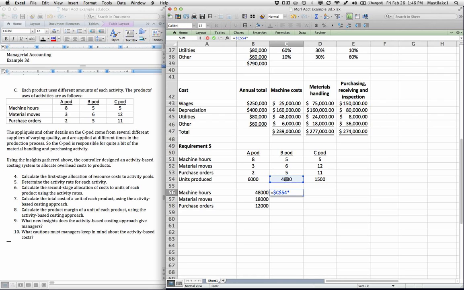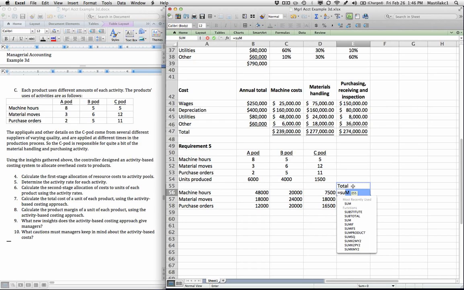Same thing for the B pod. It's going to use a total of 20,000 machine hours, 24,000 material moves, and 20,000 purchase orders. And the C pod is going to use a total of 7,500 machine hours, 18,000 material moves, and 16,500 purchase orders. And the total is just going to be the sum of what the three products use in total.